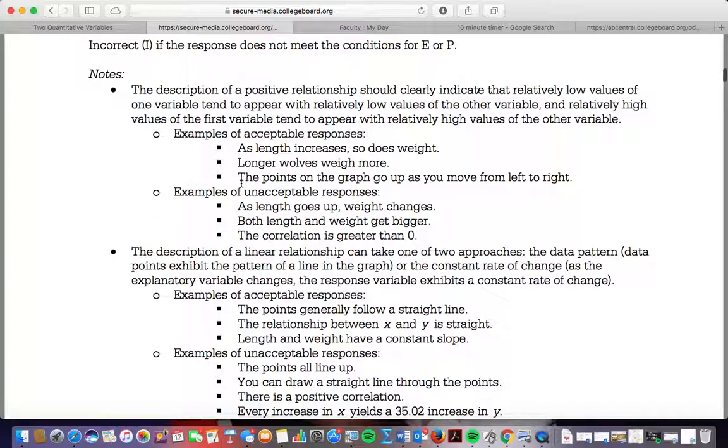Jared? You put the line of best fit direction as a positive slope. I would say yes because that refers, thank you, Ryan, as we move from left to right. I would say yes. Good.